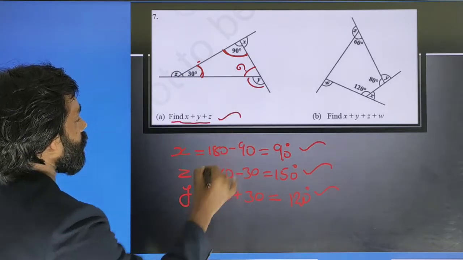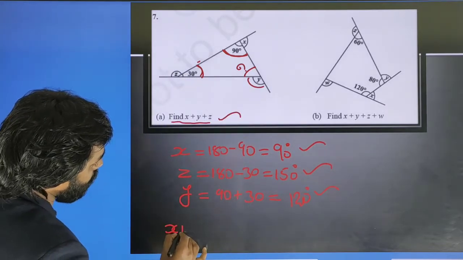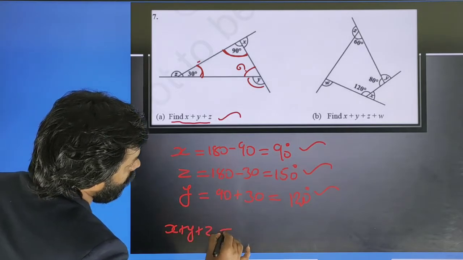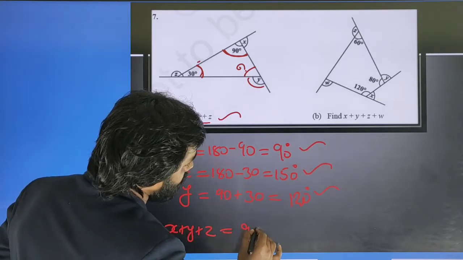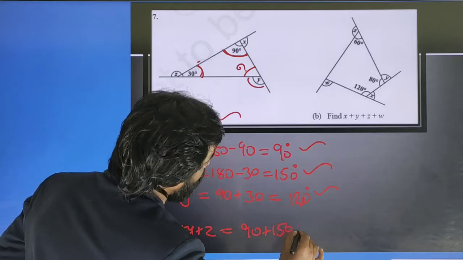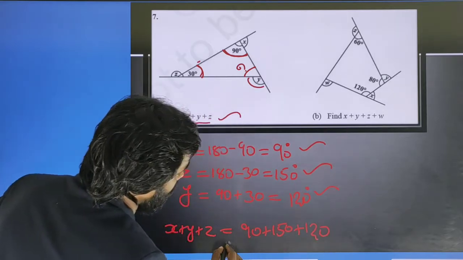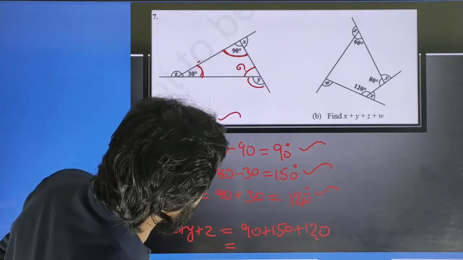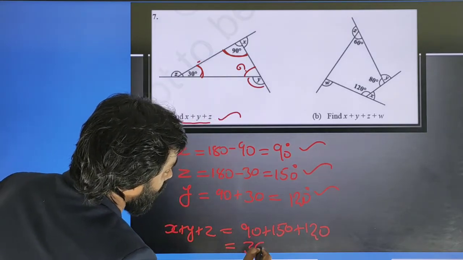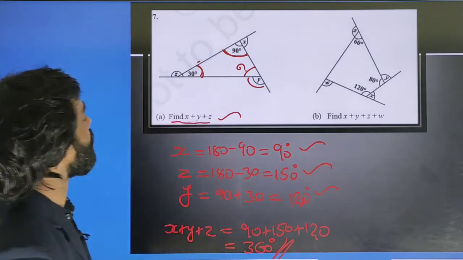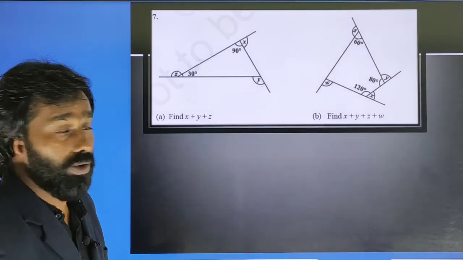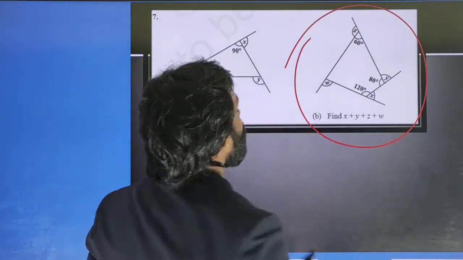Now we can easily find this. Therefore, x plus y plus z equals 90 plus 150 plus 120. So what is that? Yes, that is 360. Well, so we got the value of x plus y plus z. Yes, now consider the last question. Yes, here is the question.